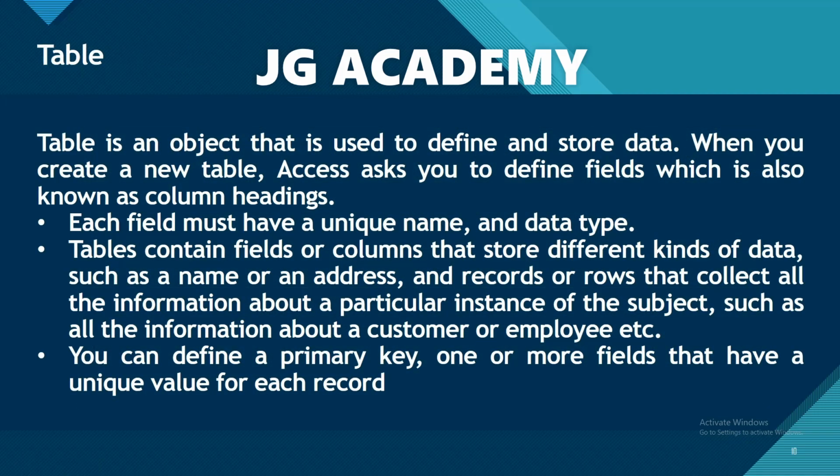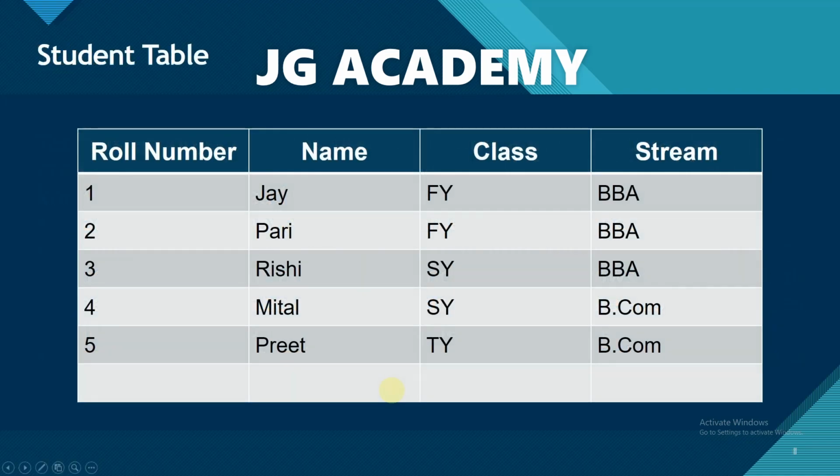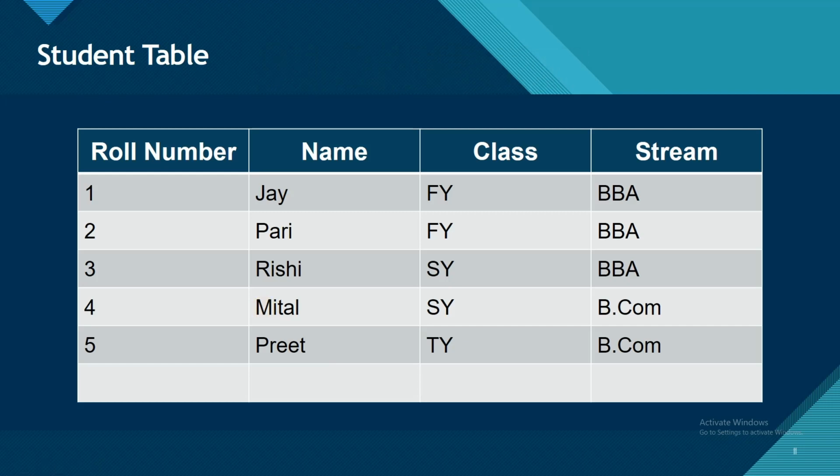Now the last rule: you can define a primary key, one or more fields that have a unique value. Now here is the most important part, primary key, that I will again explain with a live practical example. Here unique means the things which are not going to repeat. Here roll number is a unique field because Access won't allow you to repeat a roll number which is already entered inside the table. For example, I have entered the roll number 2, so here I cannot enter the same roll number.